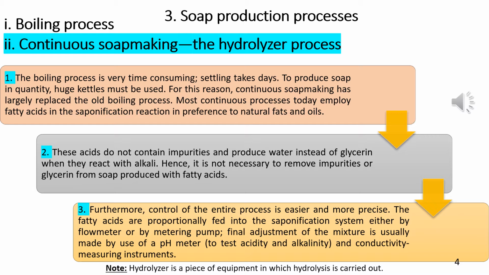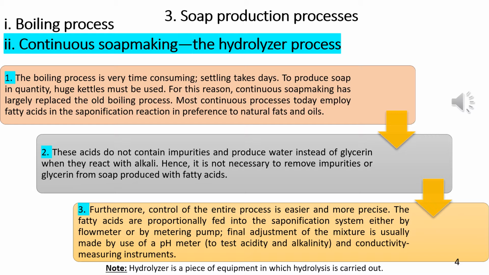The second point is that these acids do not contain impurities and produce water instead of glycerine when they react with alkali. Hence, it is not necessary to remove impurities or glycerine from soap produced with fatty acids. So mostly in this process, we use the reactant as fatty acids, and the fatty acids will react with alkali to produce the soap and water instead of soap and glycerine.